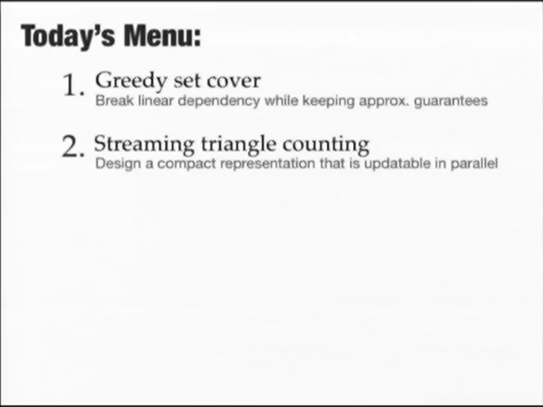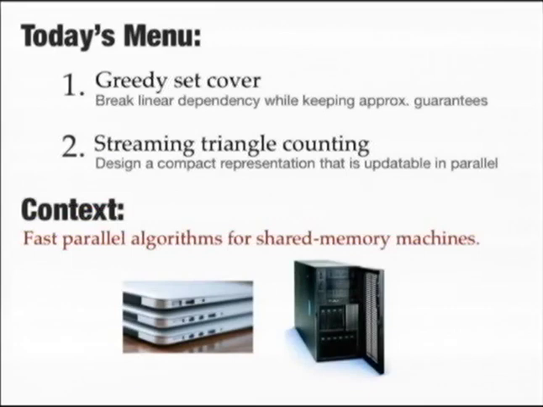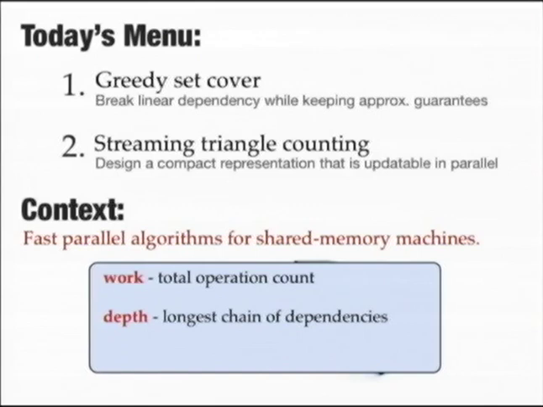Let me say a little bit about the context. I'm actually thinking about creating fast parallel algorithms for shared memory machines. So these are the kind of machines that we are talking about right now. And in reality, these machines are kind of messy to think about. So for the purpose of this talk, we're going to be focusing on simple metrics like work and depth. And also, I would throw in there a cache cost. I will just briefly mention what's going on there.